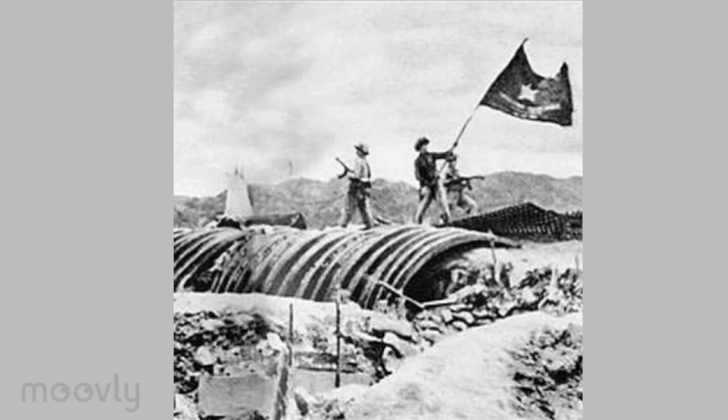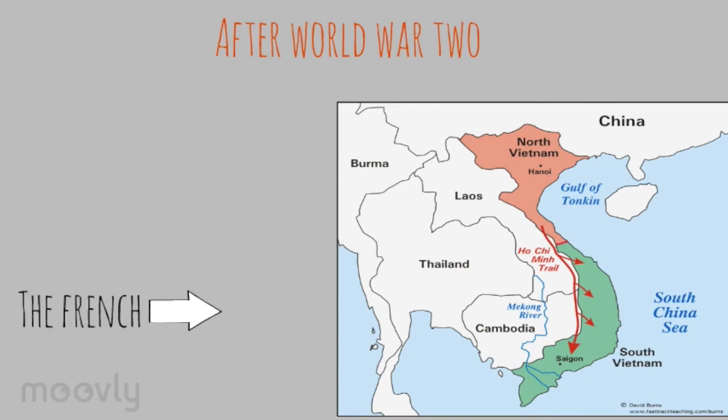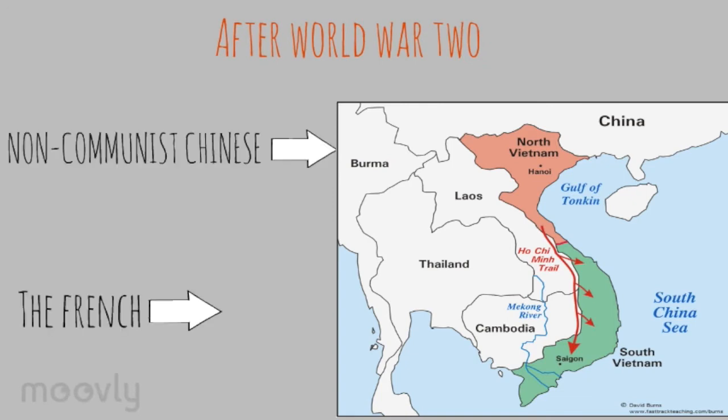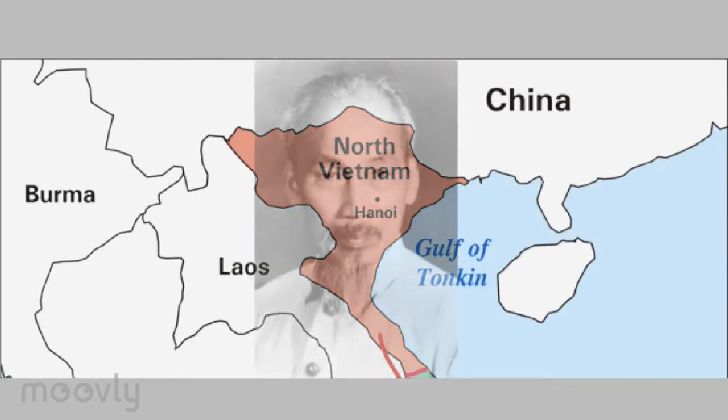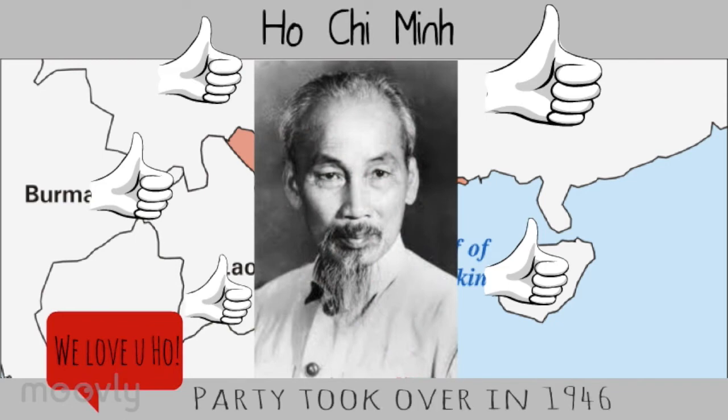In the 1940s, communist Vietnamese rebels strived for independence from French colonialism, and after World War II, South Vietnam was still given back to the French, and the North was left in the hands of the non-communist Chinese. The nationalist Chinese treated the North Vietnamese very badly, which made support for the communist leader Ho Chi Minh grow until his party finally took over in 1946.